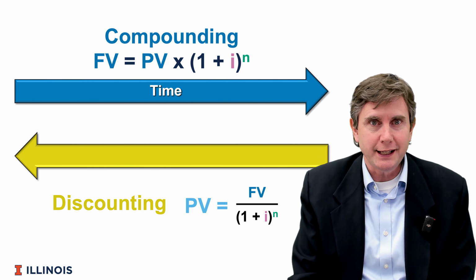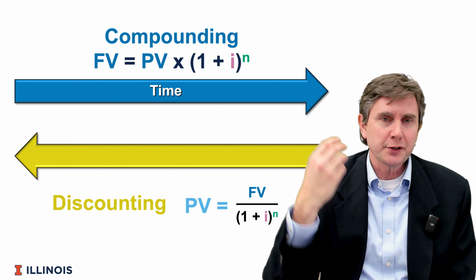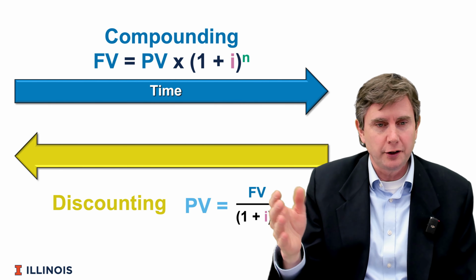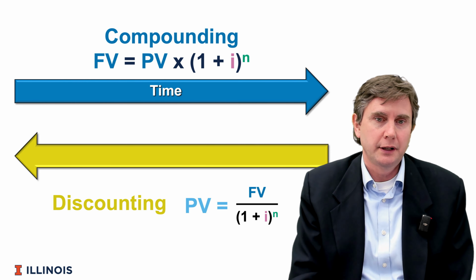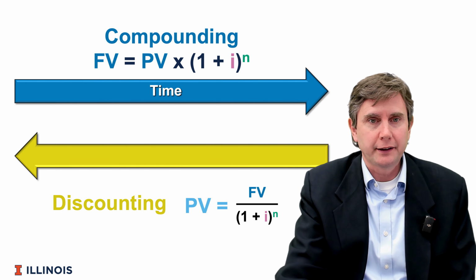Discounting is more about what do I need today? What do I need to save today? How much do I need to put away today? So if I want to pay for my kids' college in 18 years, what do I need to have today in that account to do it? And that's called discounting. So compounding, pay it forward; discounting, move it back.